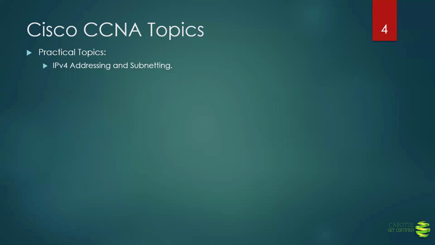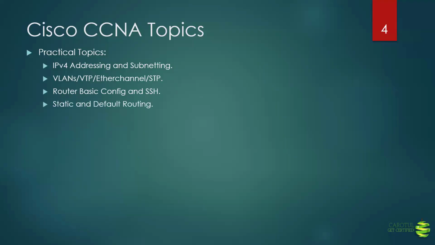Then we are going to cover the switching topics, VLANs, VTP, EtherChannel, spanning tree protocol. We are also going to cover routing basic configuration and secure shell access to the router. And then we'll move to the routing part. So in routing, we will understand static and default routing, how exactly it is configured. And in the routing protocols, we are going to cover OSPF or OSPF version 2, which is used for IPv4.